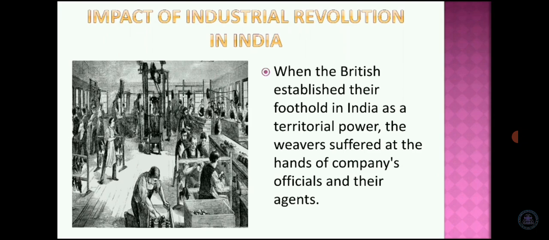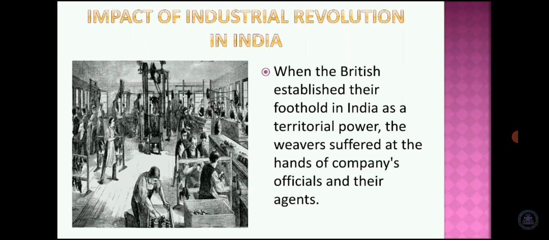Until the middle of the 19th century, England was an agricultural country, and India was known for its excellence in manufacturing as well as in agriculture. When the British established their foothold in Bengal as a territorial power, the loot from Bengal and the Carnatic provided the required capital and helped them accomplish industrialization in England.